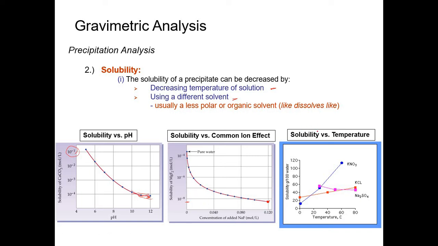And also, you have solubility versus temperature. So these are the factors, okay, that can affect the solubility of a substance, of a precipitate. So versus temperature, so for example, for KCl, the solubility increases at higher temperature. For KNO3, solubility increases at higher temperature, so it's best to do it at lower temperatures. Okay?